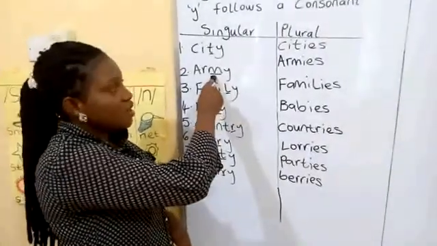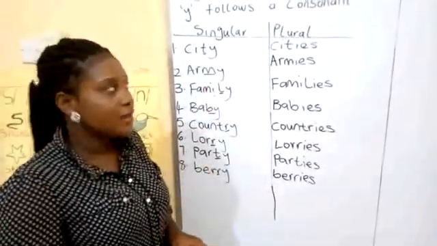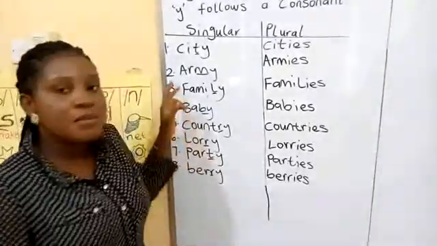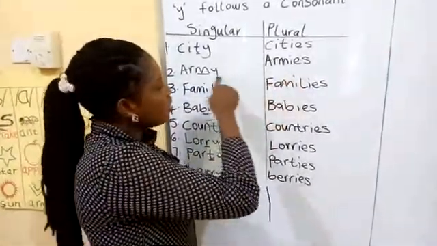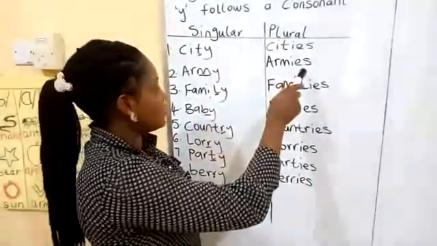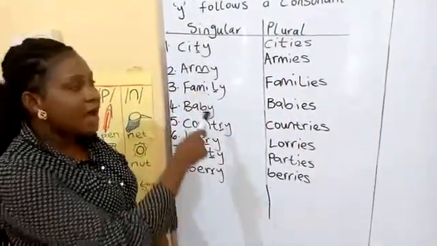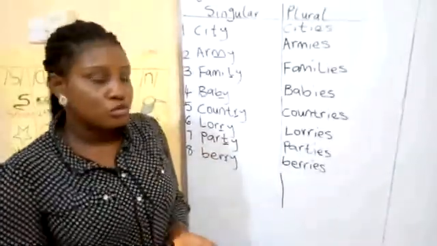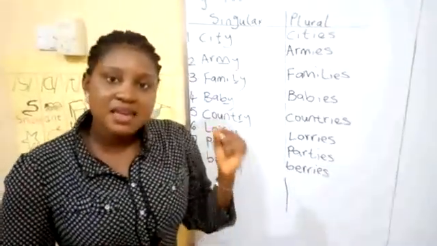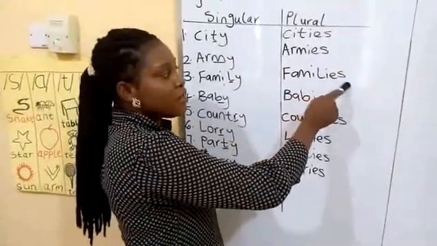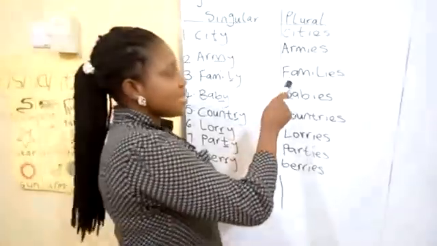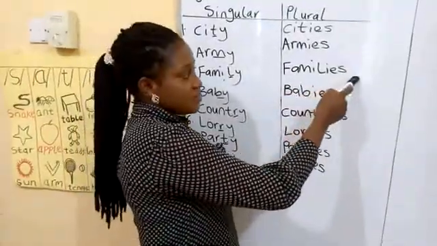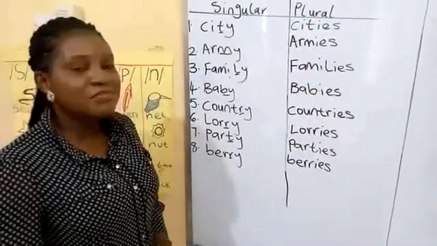So we have the army. The M is a consonant that comes before the Y. So for that reason, we changed the Y to IES. It's no longer army, but armies. Then we saw family. The L is a consonant. So what did we do? We changed the Y to IES. That is how we form the plural. It's no longer family, but families. Okay. Number 4 is baby.